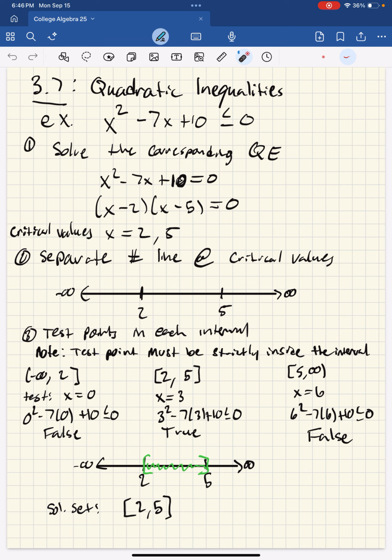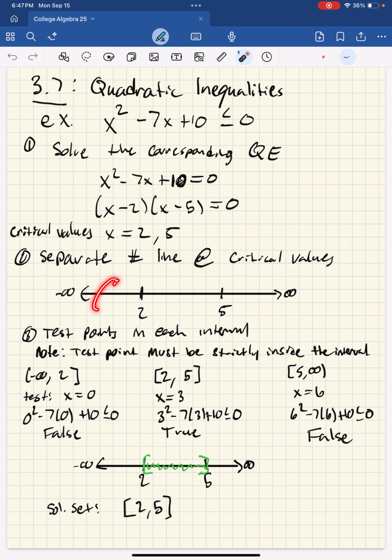The first step is to find the critical values by solving the corresponding quadratic equation. So change the inequality to an equal sign. Solve this quadratic using whatever appropriate technique, and then the x values are known as critical values. Critical values separate the number line. So in the second step, we're going to separate the number line at the critical values.